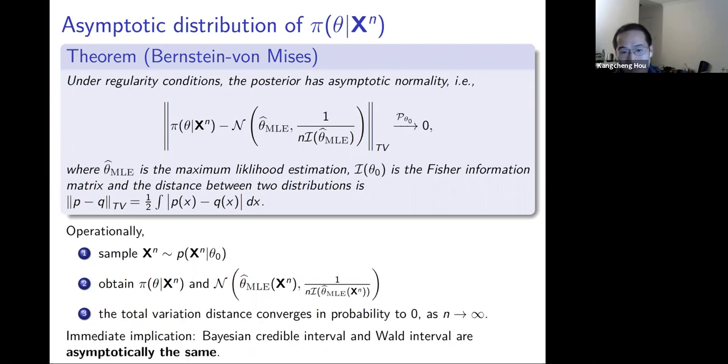An immediate implication on the practical side is that the Bayesian credible interval and the Wald interval are asymptotically the same. That being said, the prior does not matter in large sample settings. Next slide, please.